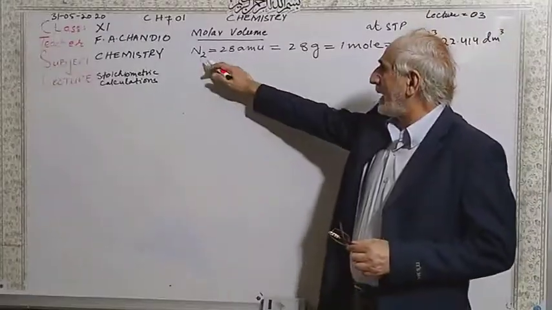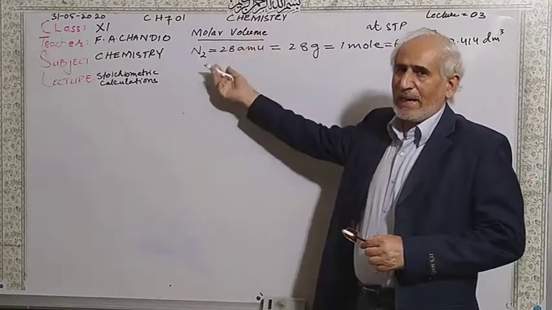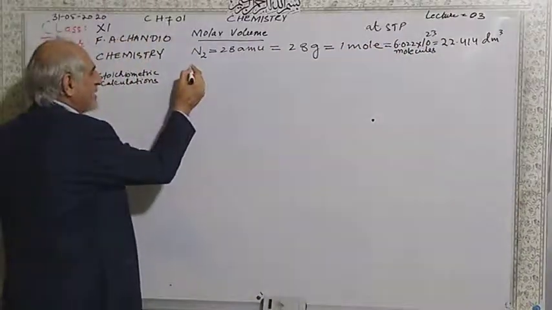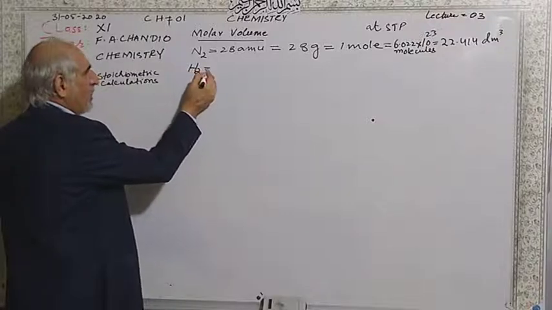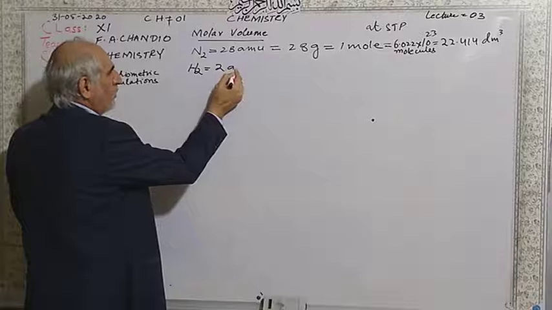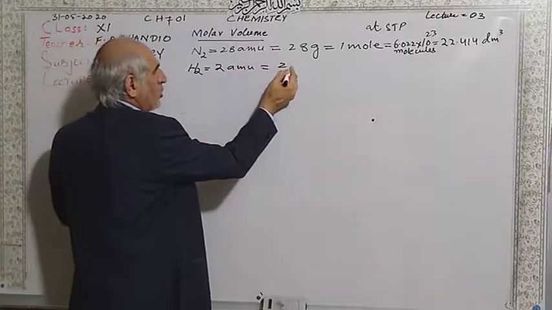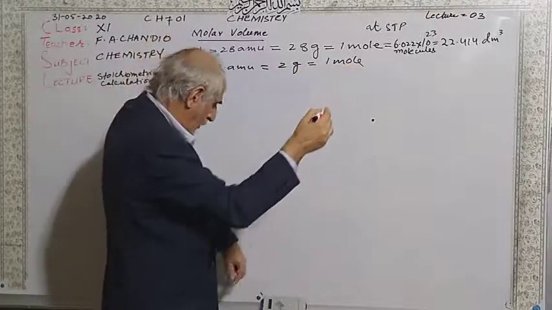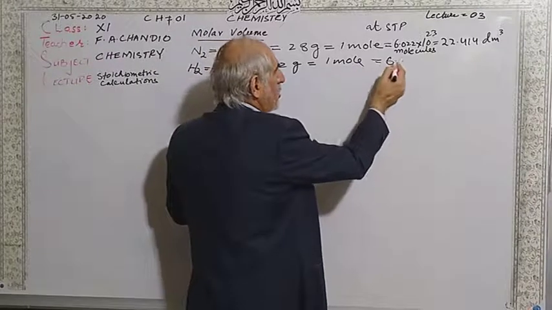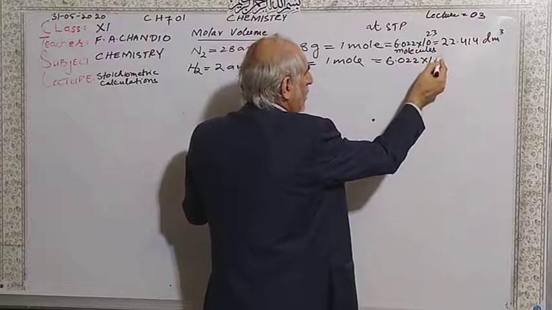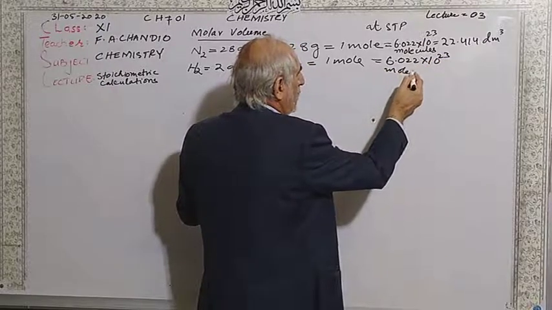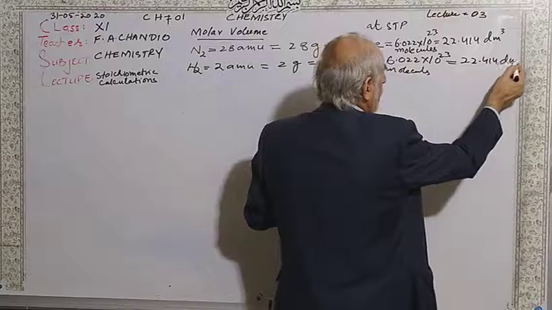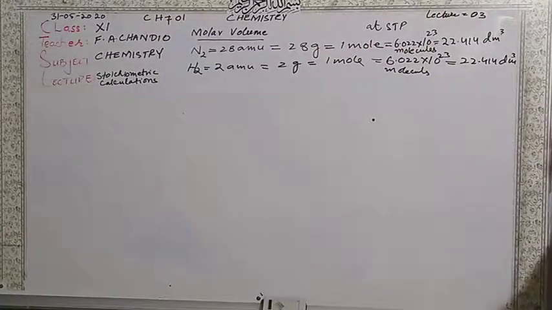This is one example I gave you. It means that any gas, maybe the lighter gas, maybe the heavier gas, follows the same rule. If you take the example of the lightest gas, which is hydrogen, this hydrogen gas will be 2 AMU, 2 grams, 1 mole, and should be equal to 6.022 into 10 raised to the power 23 molecules and 22.414 decimeter cube at standard temperature and pressure.